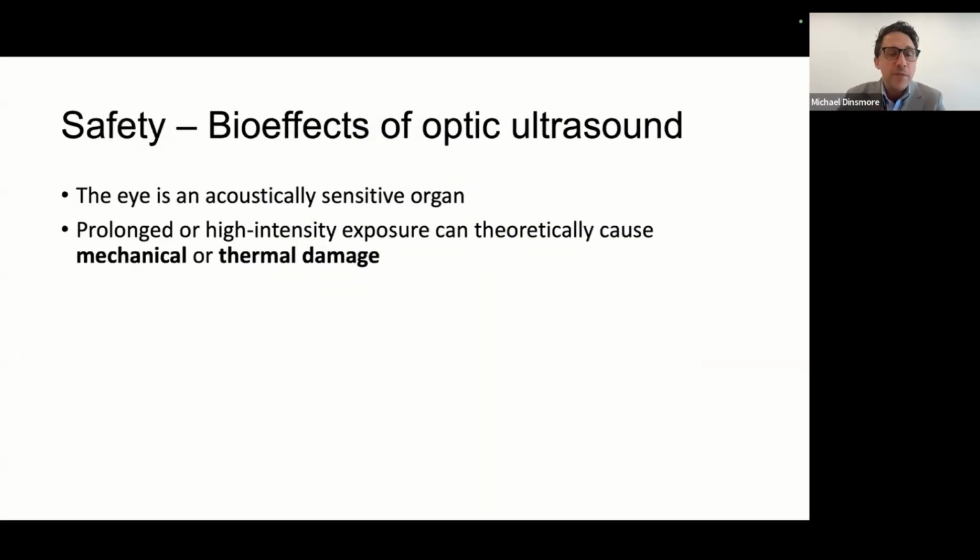So obviously, anytime we do these scans, we always have to think of patient safety in ultrasound. And this is specifically the case in looking at the eye. The eye is an acoustically sensitive organ. So there's a theoretical risk of thermal damage or mechanical damage if you keep the probe on the eye too long, especially if you're using color Doppler or something like that. This is all theoretical, but it's good to keep in the back of your head when you're using the ultrasound and setting up all the imaging.